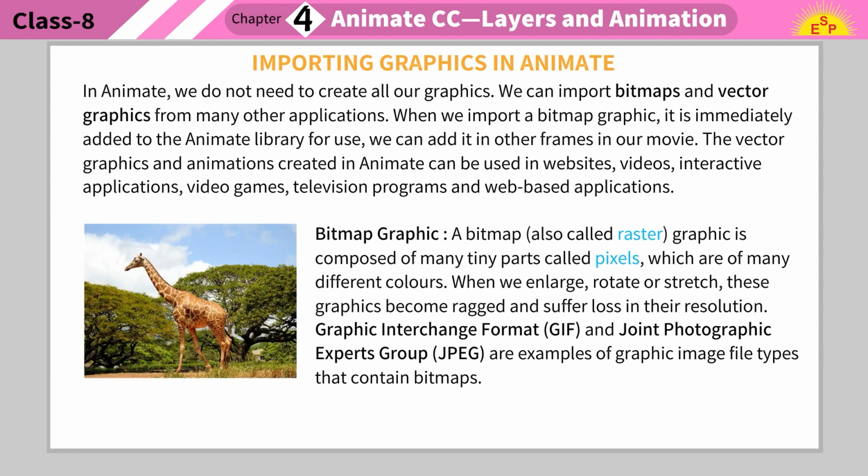Bitmap graphic. A bitmap, also called a raster graphic, is composed of many tiny parts called pixels, which are of many different colors. When we enlarge, rotate or stretch these graphics, they become ragged and suffer loss in their resolution. Graphic Interchange Format (GIF) and Joint Photographic Experts Group (JPEG) are examples of graphic image file types that contain bitmaps.